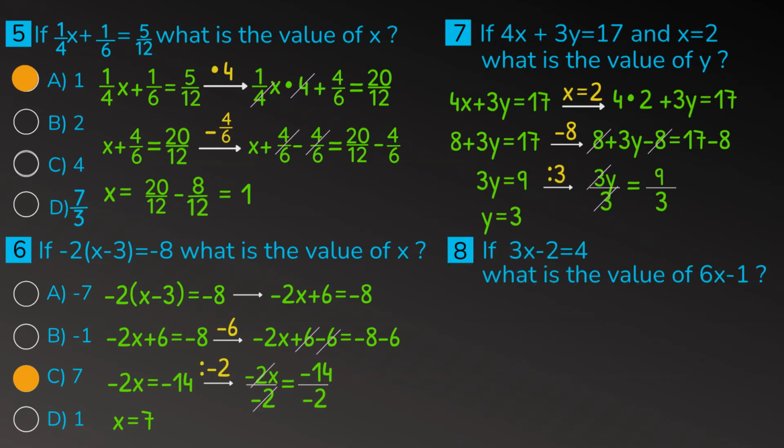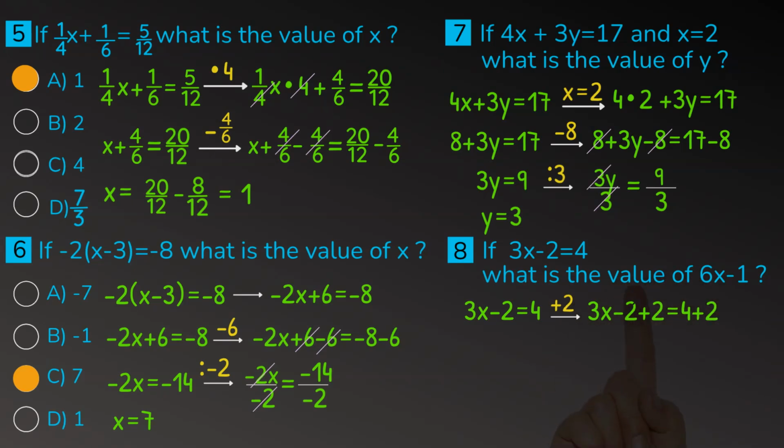And question 8, the final question on test 1, is if 3x minus 2 is equal to 4, what is the value of 6x minus 1? So the first thing we do here is work out what x is from 3x minus 2 is equal to 4 and substitute it into 6x minus 1. So first we have 3x minus 2 is equal to 4. We want to get rid of the minus 2, so we're going to add 2 to both sides. We have 3x minus 2 plus 2 is equal to 4 plus 2.